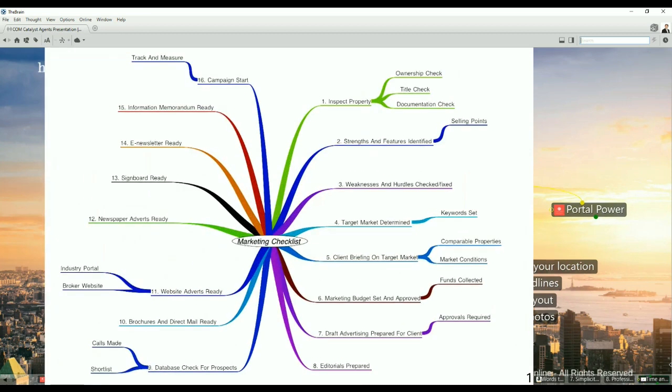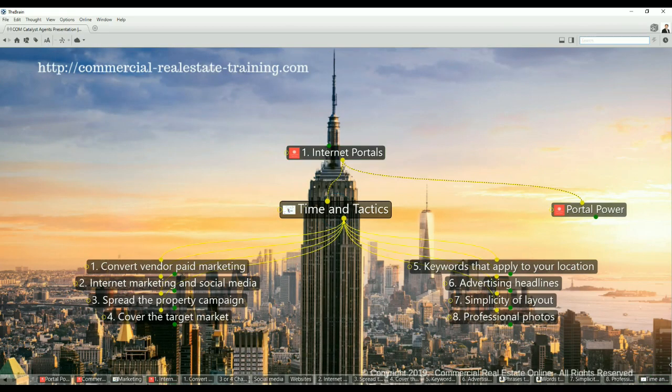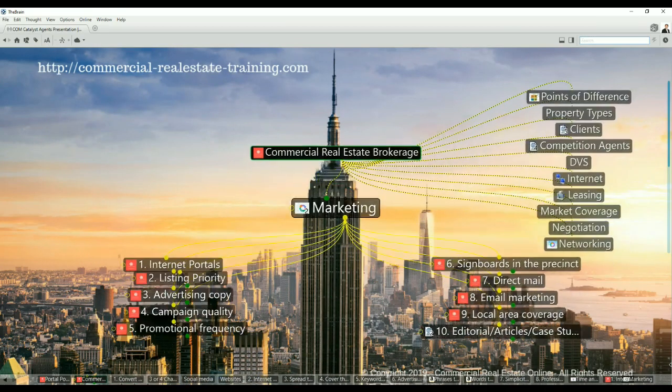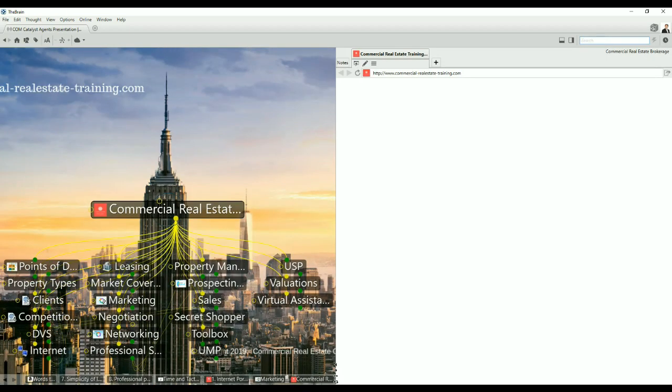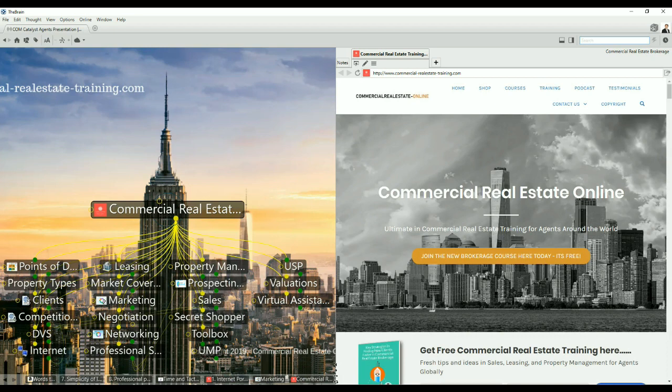Don't forget to visit the website and download this particular chart relative to marketing as a checklist today. So we'll go back to the beginning here, which is the marketing approach and also commercial real estate online. In closing, I do mention, of course, again, that you should visit the website, which is Commercial Real Estate Online. Pick up on the tips, tools and ideas that I load there every day.